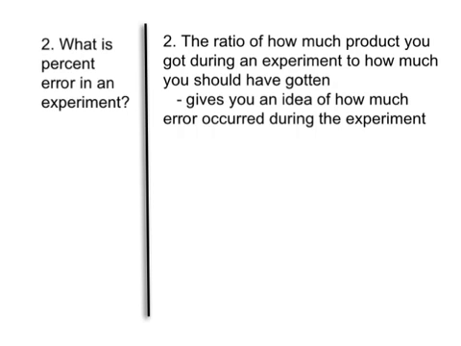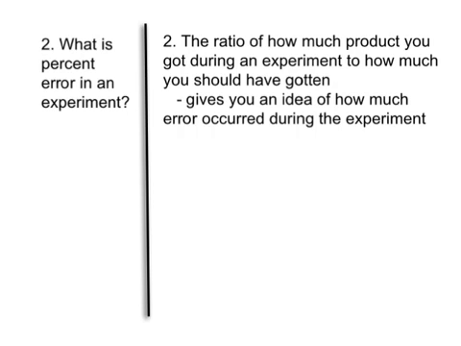Now if you ended up with 95 grams out of the 100 grams you were supposed to have, then your percent error is really low, only 5%. And so that means that you did everything spot on right. There was little error in the experiment, and everything was good. So that was a good experiment. So let's take a look.